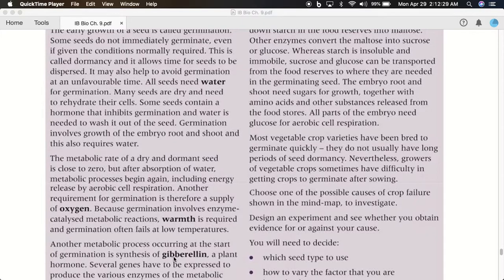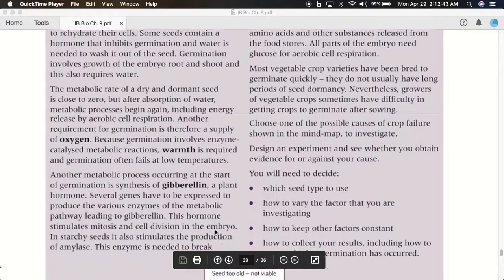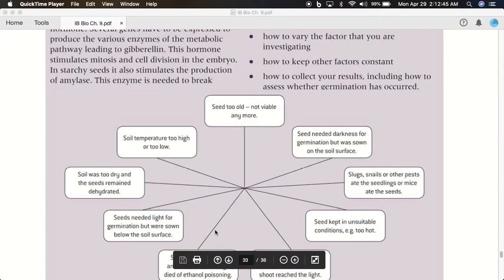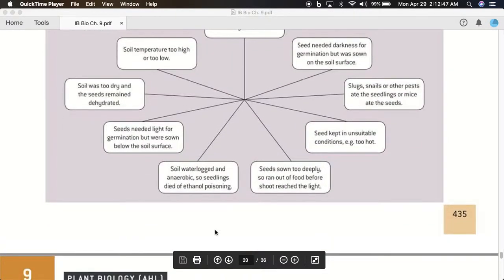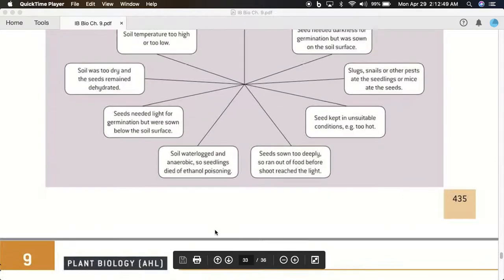And gibberellin will be in charge of germination. So remember, that's one of the hormones we talked about. We talked about auxin, specifically IAA, we talked about cytokinin, and we talked about gibberellins. So just take a look at this page as well, but it's not super important if you have a general basis of how plants work.